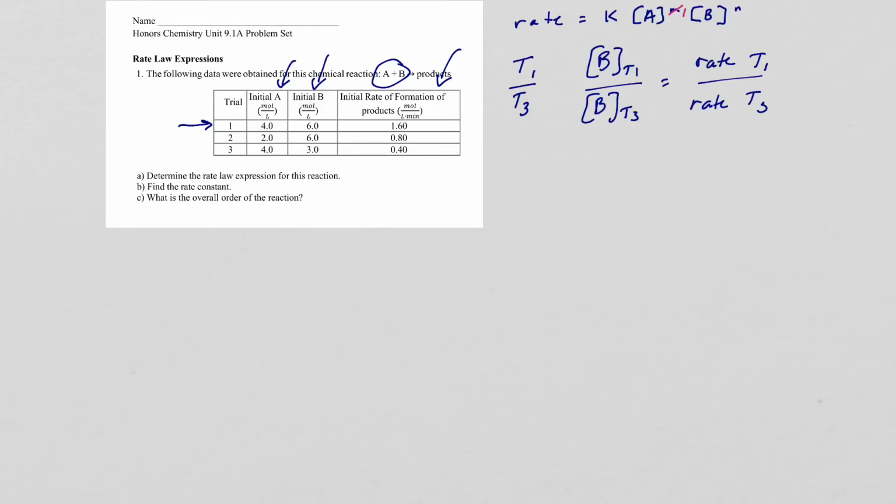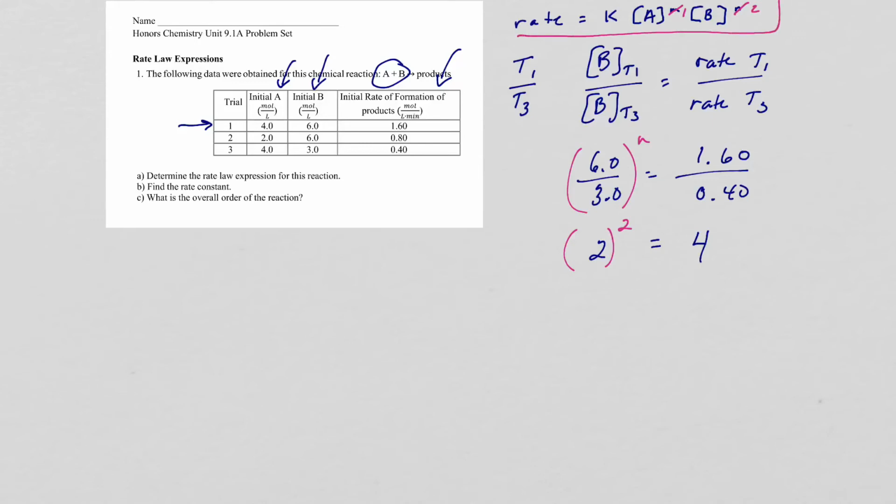So substituting numbers in, B from trial 1 is 6.0, from trial 3 is 3.0, remembering that what we're trying to do is find the value of N. Rate from trial 1 is 1.60 divided by 0.40. Simplifying, we get 2, and then on the right side of this equation, we're going to have 4. So what we're trying to figure out is the value of n here. This has to be squared. So the exponential value of n is not 1, it's 2. And so that right there is your rate law expression.